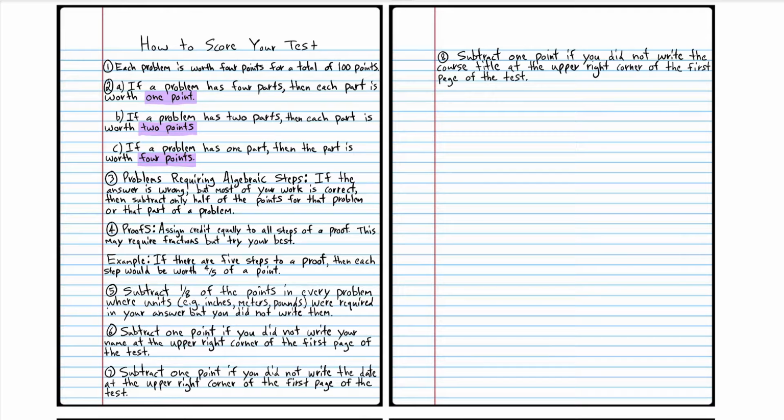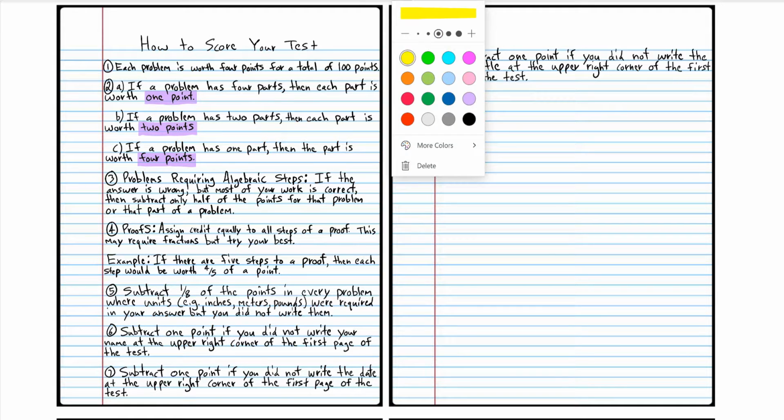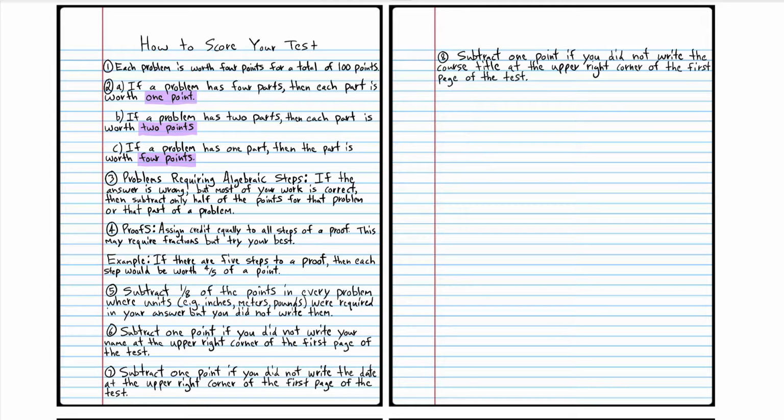I don't really need to talk about this a lot because we already went over this stuff, but remember, the problems requiring algebraic steps, if you did most of the work correctly, then you can give yourself half credit. When it comes to the proofs, you want to assign credit equally to each part of the proof, and that requires you to use fractions. I know that's kind of an inconvenience, but just try your best. And some of these problems require units. If you forgot to write the units in your answer, then subtract 1/8 of the points for that problem, or that part of the problem.